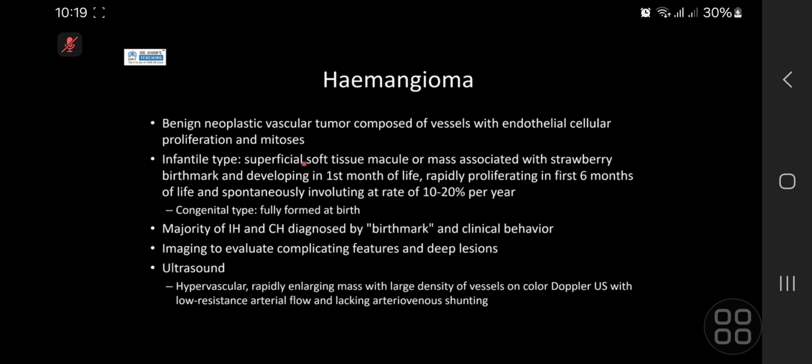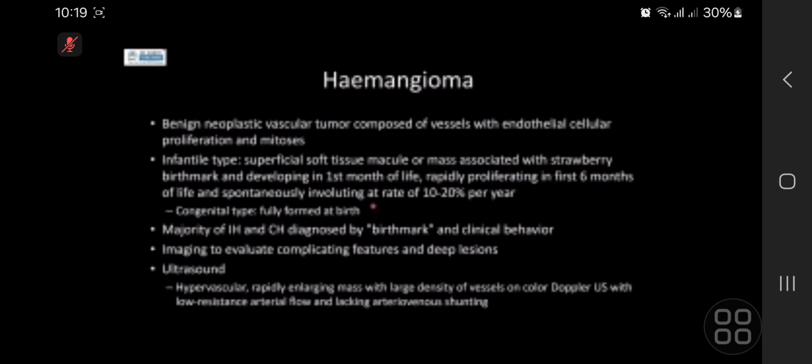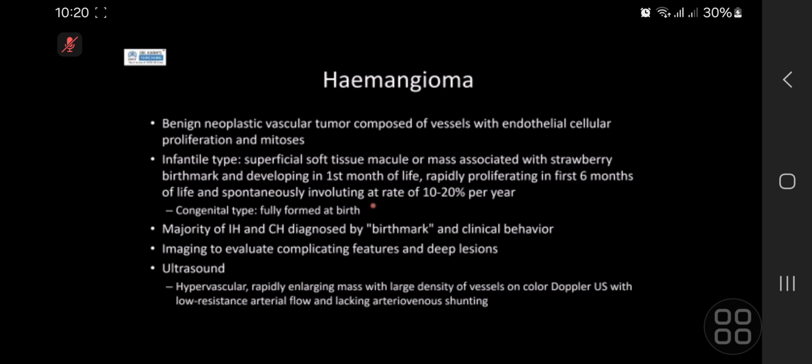In the infantile ones, they can develop quite quickly in the first 6 months, but they can also involute. There are different subtypes, like partially involuting, completely involuting. We're not going into that here because I think that's really more subspecialist diagnosis. I just keep it simple. So if it's a very vascular lesion, and if you've got overlying skin changes, great. And then history is important.